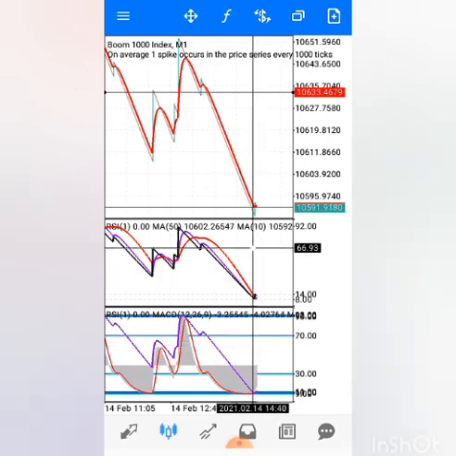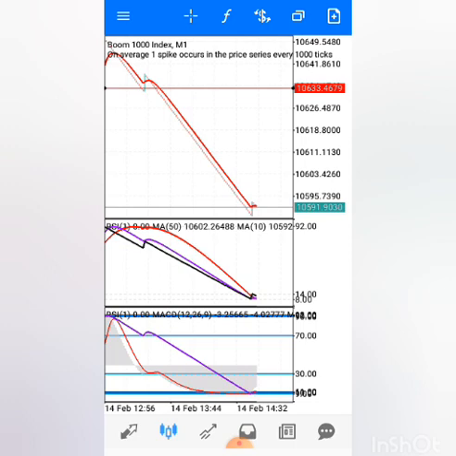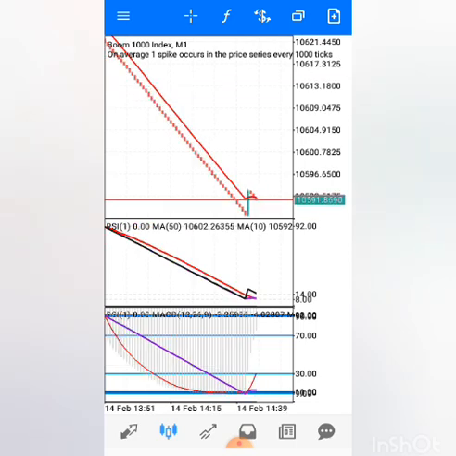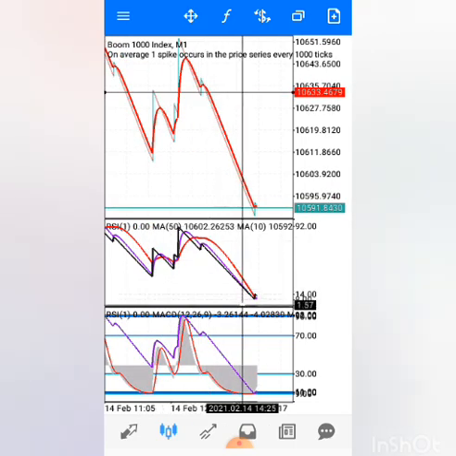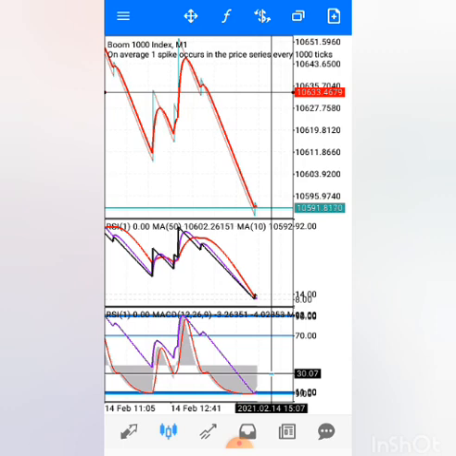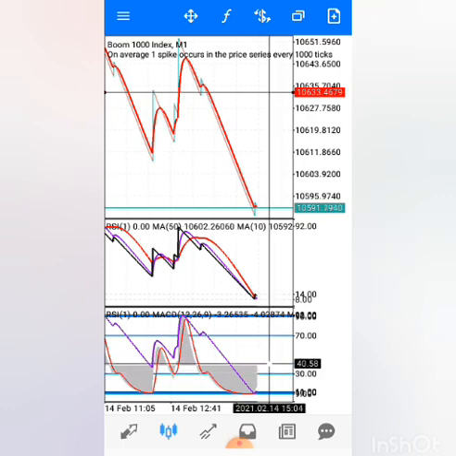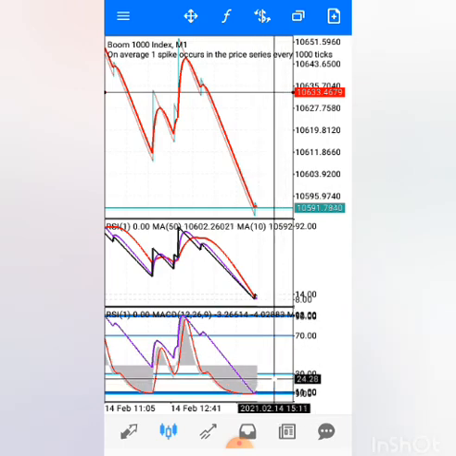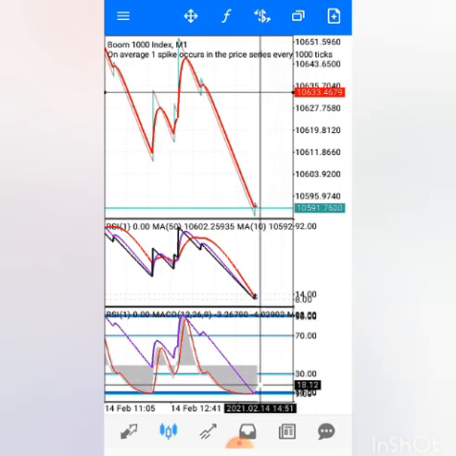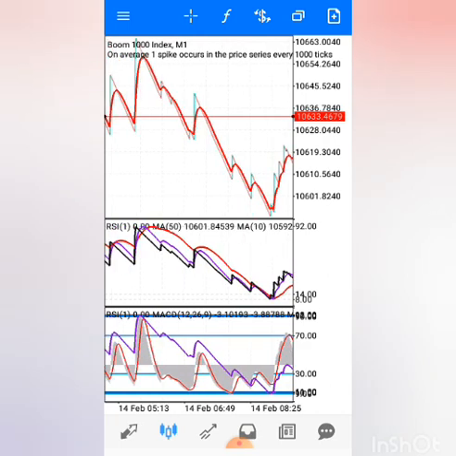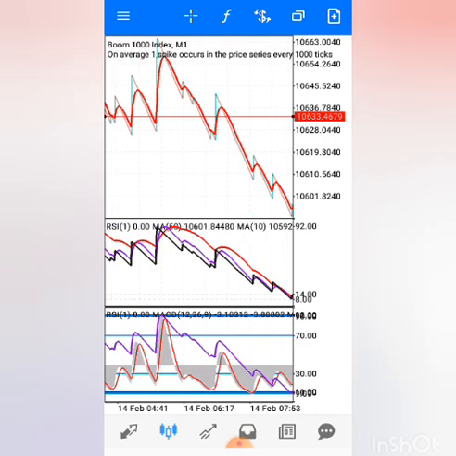Although we have a little spike here and a little spike there, this thing is still at this zone. It's telling us that within 5 to 8 minutes we are going to expect spikes. It is still at this zone, so we are still expecting more spikes. So let's look for more examples.